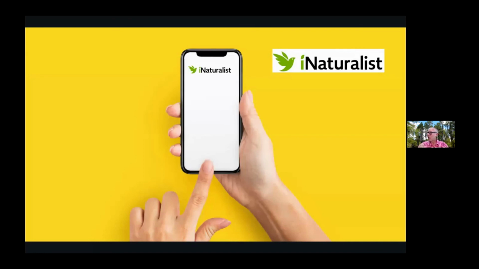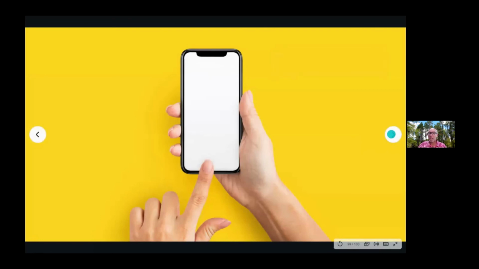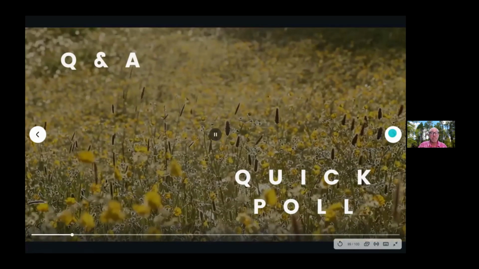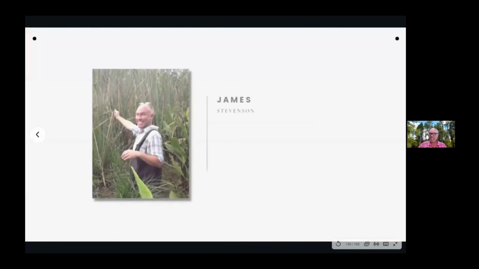All right, well, the questions are not coming in hard and fast. Looks like it's time for a nice walk outdoors. Hopefully, you have gained a little less fear of plant identification.